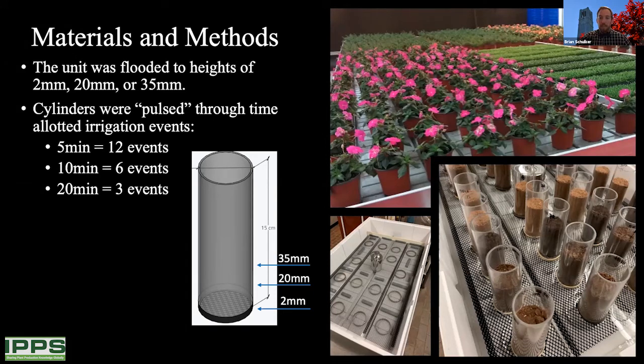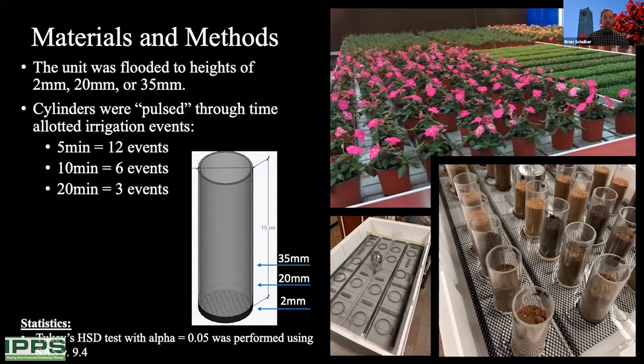Once water spilled into the copper pipe, that meant inflow equaled outflow, and so we could start the timer then. This timer was not started beforehand because we wanted to make sure that all things were equal. Once the 5, 10, or 20 minutes was up, the system is drained, the cylinders are weighed, and then the process is repeated for however many events were necessary. Statistics were also done on this experiment using Tukey's honestly significant difference test with an alpha of 0.05 in SAS.